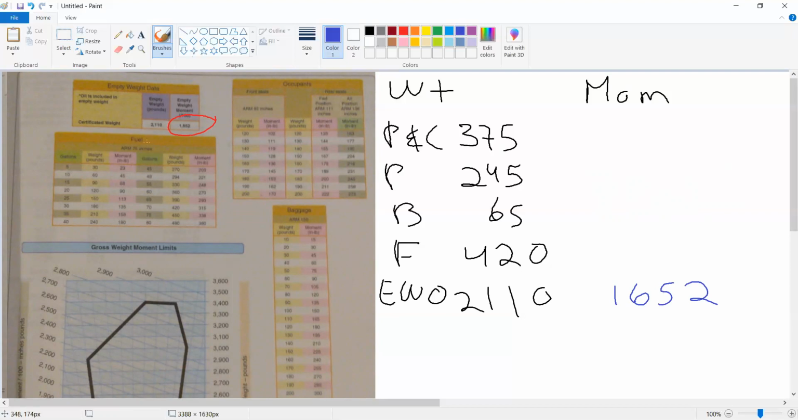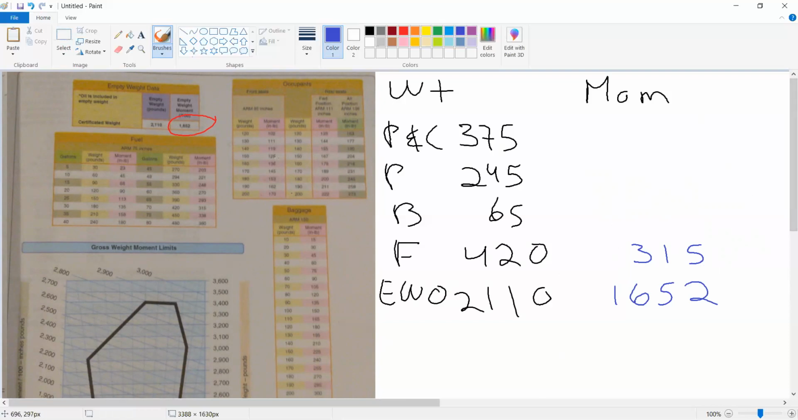Now for fuel, let's figure out what that is. Look here on the fuel table, and we have 420, not this side, but this side has it. That's 315, so we'll write 315. Now for baggage. The baggage is 65, so let's find that over here. Baggage will be over here somewhere.